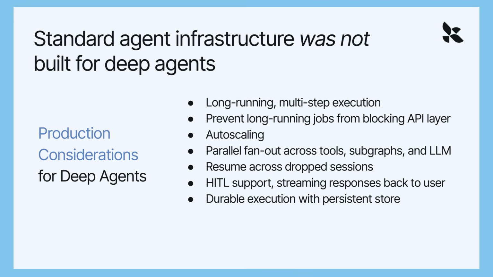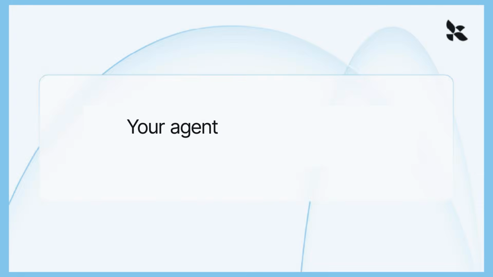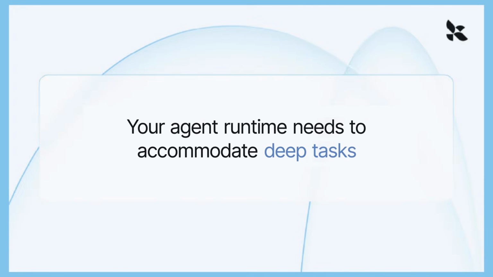Same thing with auto-scaling or parallel fan-out, resuming dropped sessions and incorporating human in the loop. There's a lot of the different considerations that you have to think about up here on this slide if you are using agents in production. And so your runtime needs to accommodate deep tasks or complex tasks or deep agents. I'm saying the word deep a lot, but you get the point of where I'm going. And so let's take a look at some of the specific considerations, zooming in on some of those from the list that we found most important when we were building our production agents at LangChain.